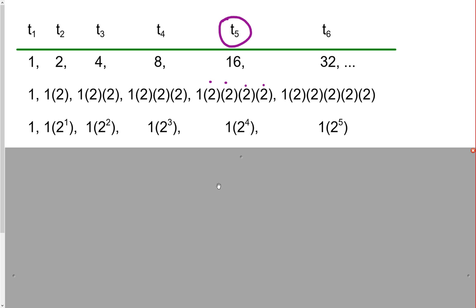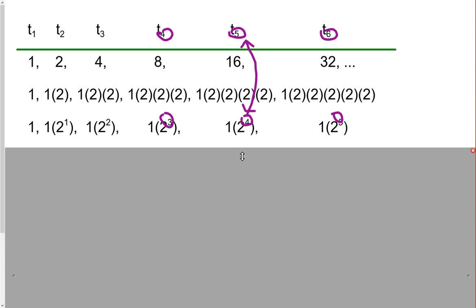I notice there's a connection. My 5th term has a 5 underneath it, right there, and my exponent has a 4. Same for this one. It's a 6 and a 5 and a 4 and a 3. Looks like the exponent on my 2 is always 1 less than the term number. That's what I'm noticing. It's always 1 less than the term number.